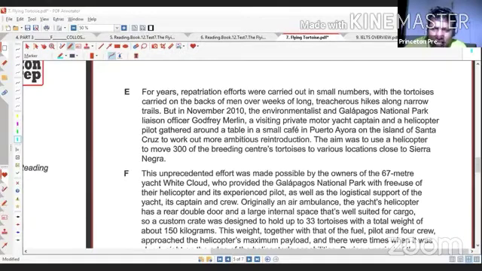The aim was to use a helicopter to move 300 of the breeding center's tortoises to various locations close to Sierra Negra. So what are they talking about? I think it was very difficult. They were looking for new ways of transferring, relocating those to some other places. And let's look for that.